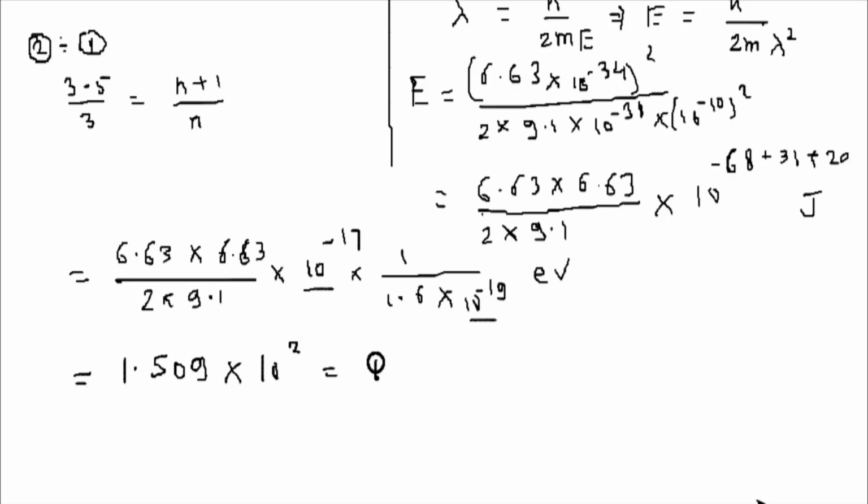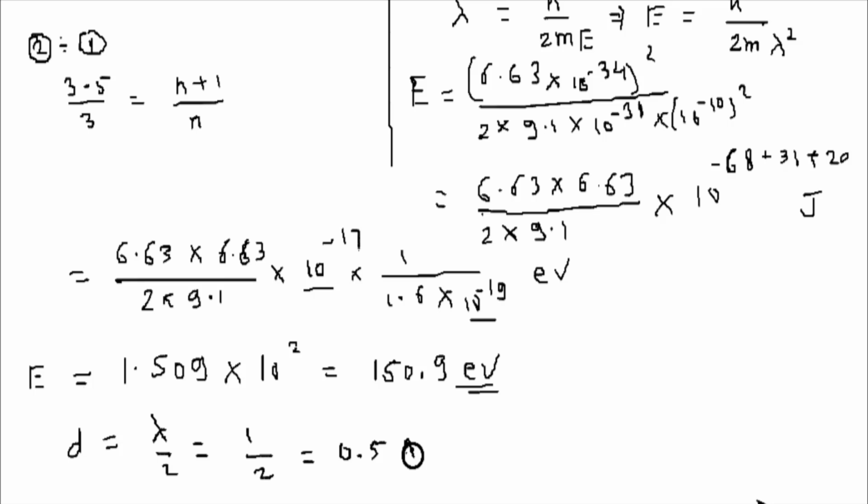So this answer is 1.509 into 10 raised to 2. That means it is 150.9 electron volt. So this is the energy which is asked in the question. Now d is nothing but lambda by 2. So it is 1 angstrom divided by 2, that means 0.5 angstrom. These are our answers. Okay, thank you so much.